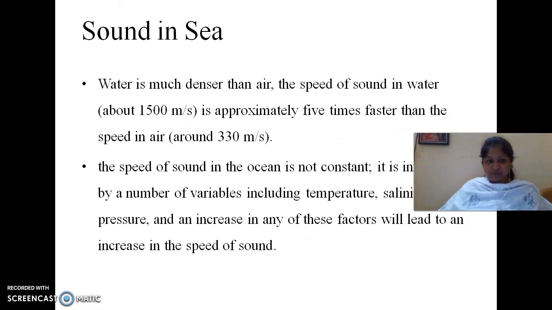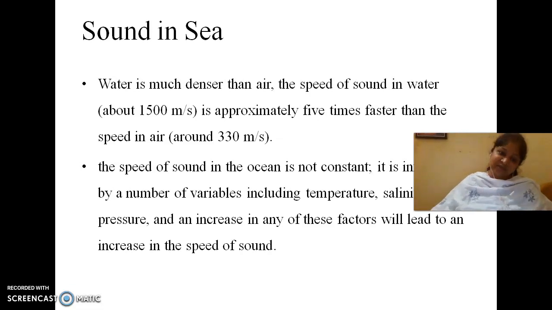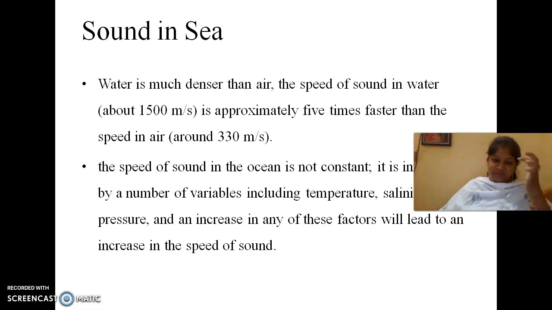Then next, sound. As you know, sound moves faster in the denser medium than the lighter medium. Water is basically more dense than air, and the velocity of sound in water is about 1500 meters per second, and in air it is 330 meters per second. So we can depict that in 1 second the sound can travel 330 meters in the air, but in 1 second the same sound travels 1500 meters.